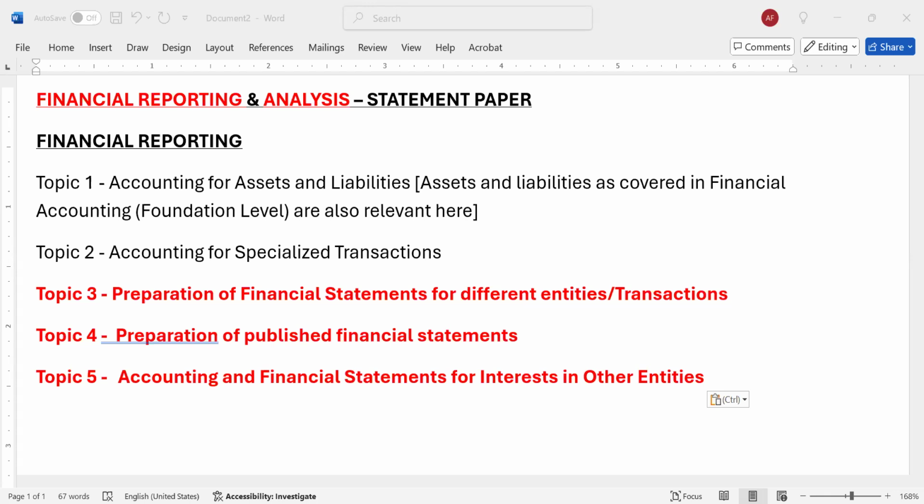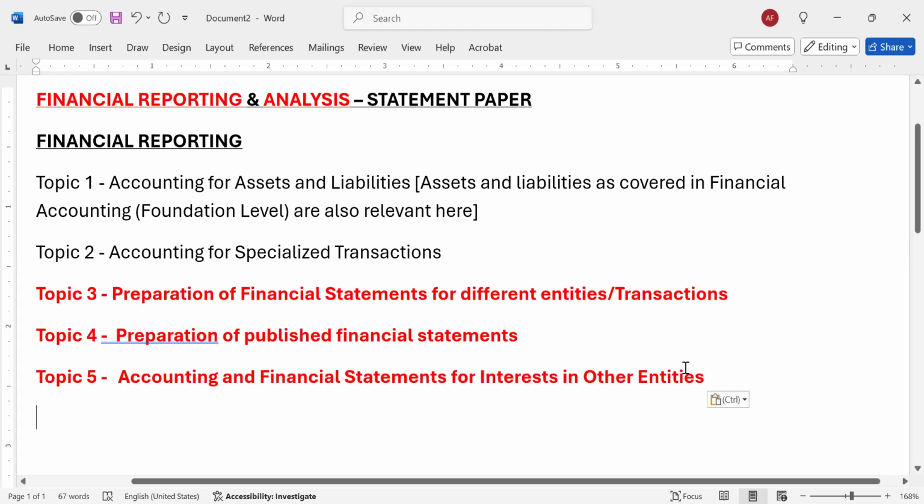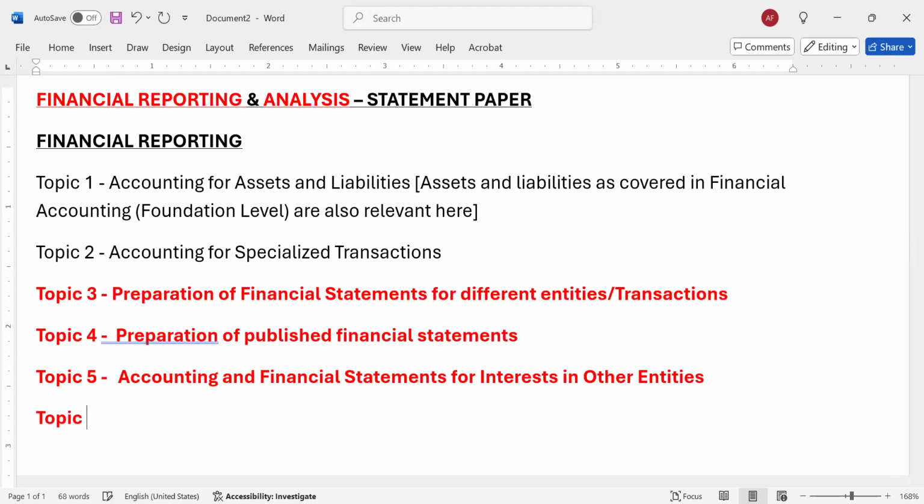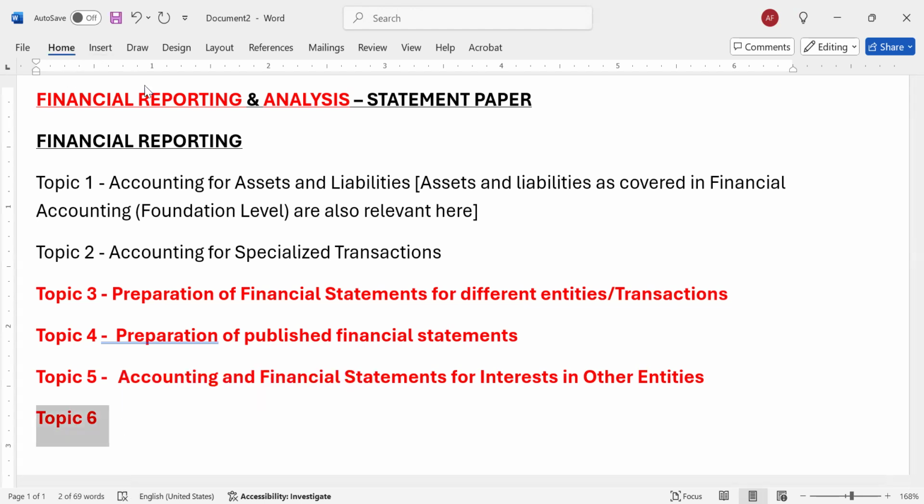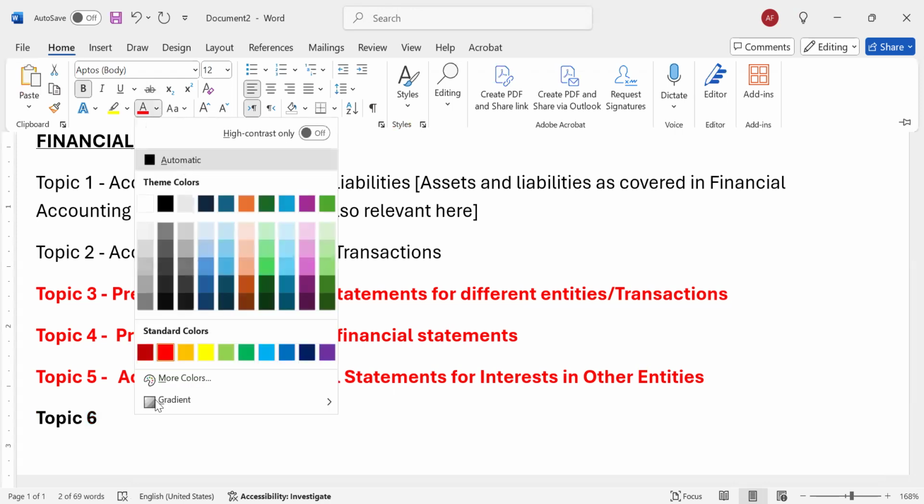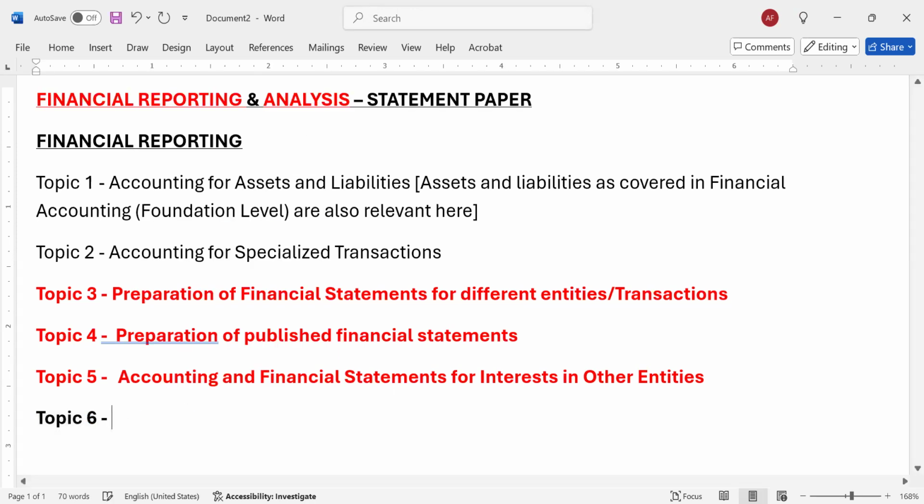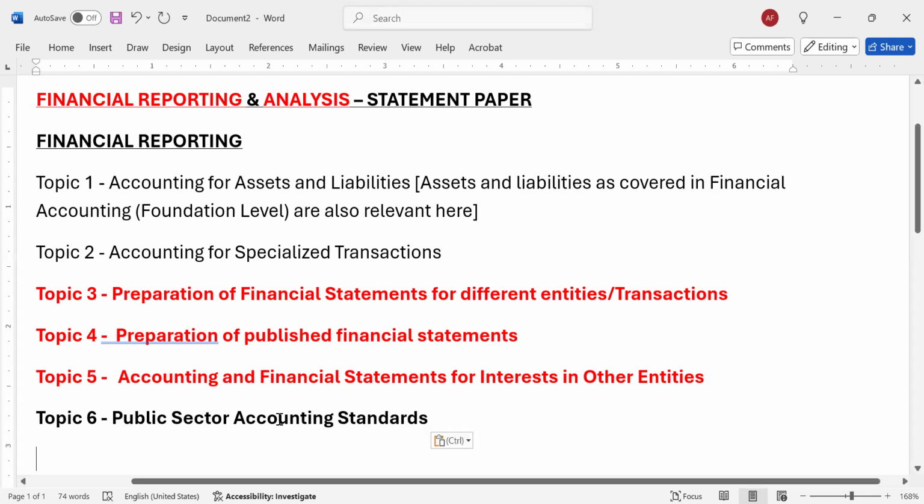So we read about topic number 6. When you're looking at topic number 6, my good students, this is an area, as much as it is theoretical, where there are some questions that have been tested in relation to computation. That is public sector accounting standards. Remember, there are a lot of amendments in IPSAS, which we should be very familiar with, more so when it comes to the theory part.